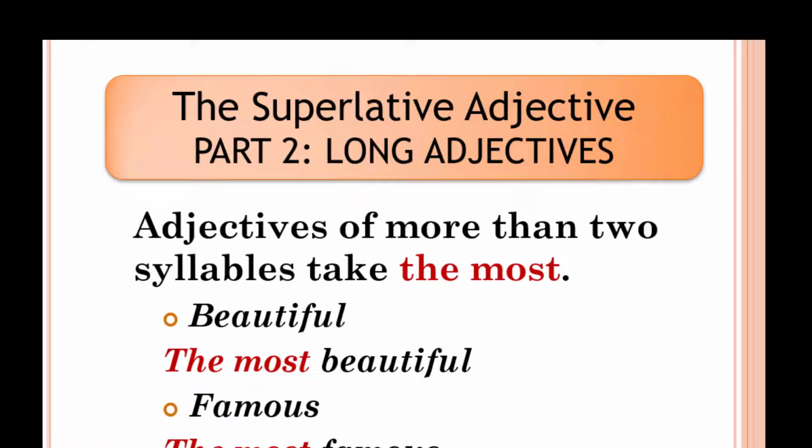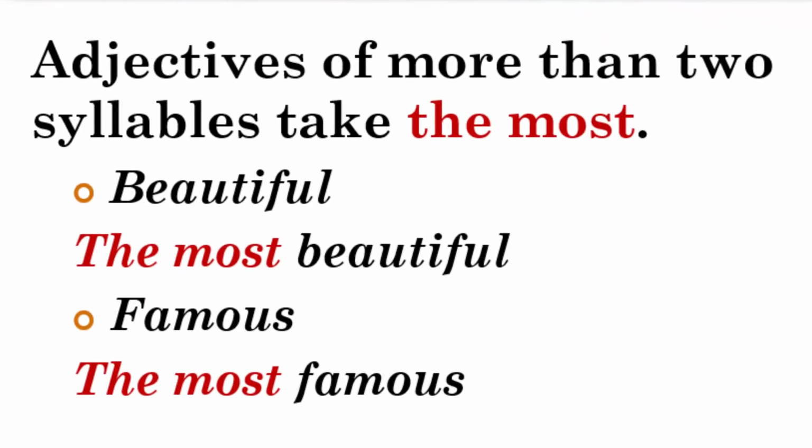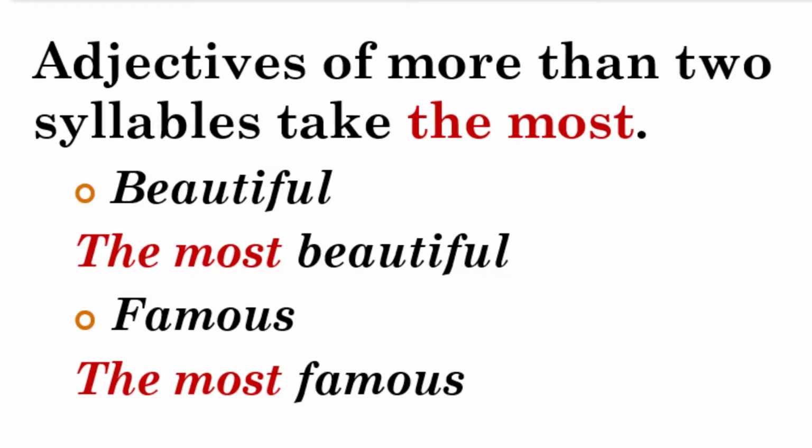Let's have a look at the second situation. We are talking here about the superlative form, part number 2. We're going now to talk about long adjectives. So adjectives of more than 2 syllables take the most. For example, beautiful, the most beautiful. Famous, the most famous.